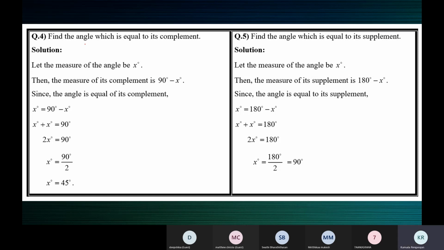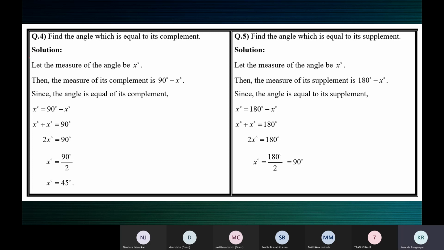Here, in question number 4, the angle is equal to its complement. If the angle is x, now if the angle is 10 degrees, its complement will be 90 minus 10. Similarly, if the angle is x degrees, its complement will be 90 minus x. Its supplement will be 180 minus x. If the angle is 10 degrees, its supplement will be 180 minus 10, 170.